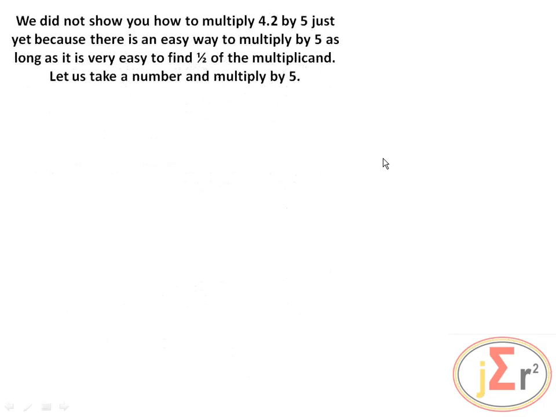Here we go. We did not show you how to multiply 4.2 by 5 just yet, because there is an easy way to multiply by 5, as long as it is very easy to find half of the multiplicand. Let us take a number and multiply by 5. 4.2, which is the one that we have in the statement of this problem.